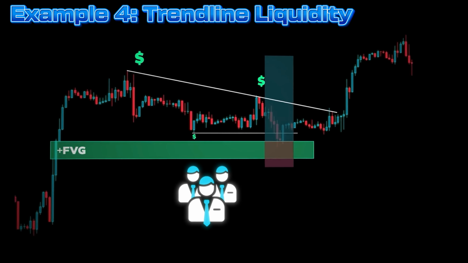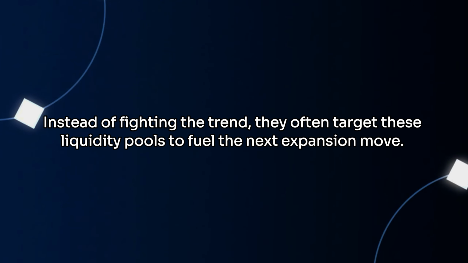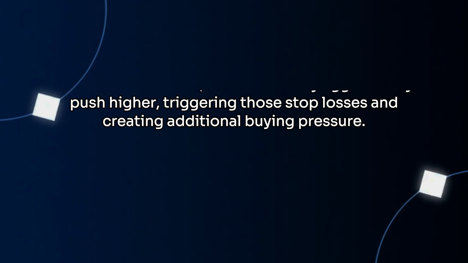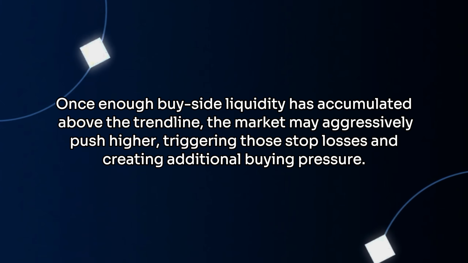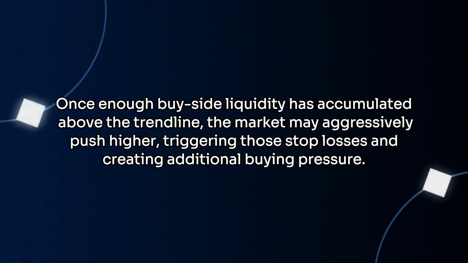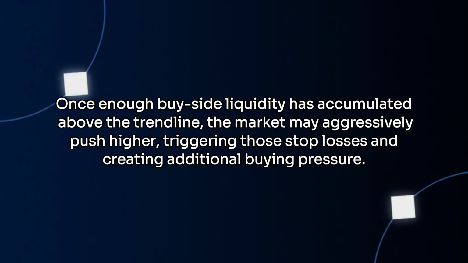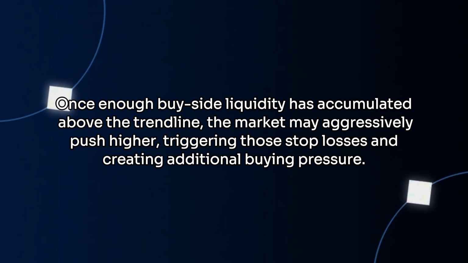Large market participants understand where liquidity exists. Instead of fighting the trend, they often target these liquidity pools to fuel the next expansion move. Once enough buy-side liquidity has accumulated above the trend line, the market may aggressively push higher, triggering those stop losses and creating additional buying pressure.